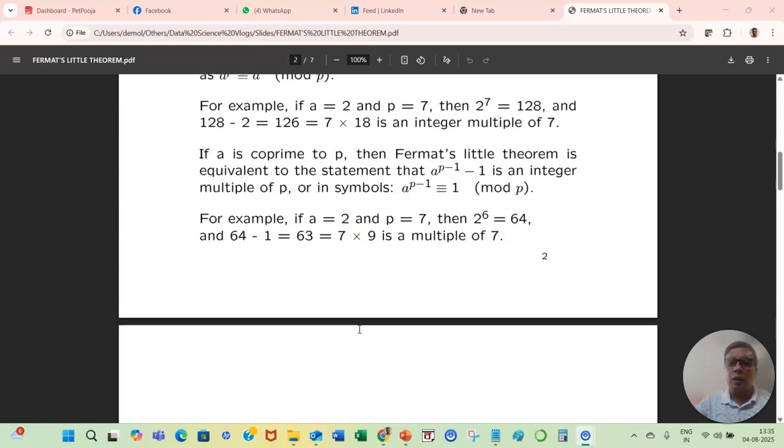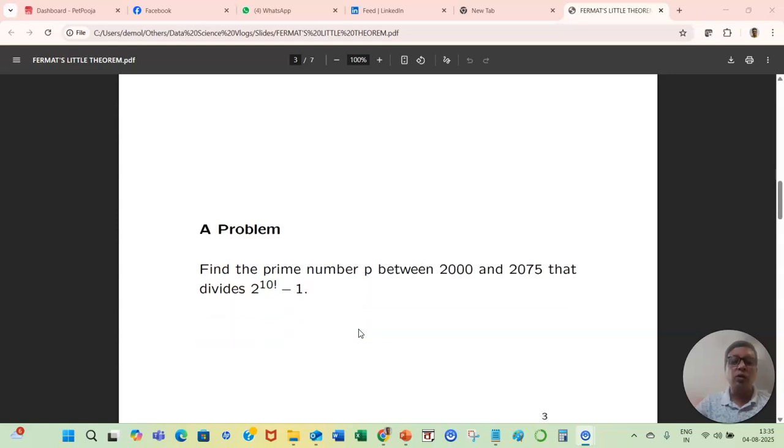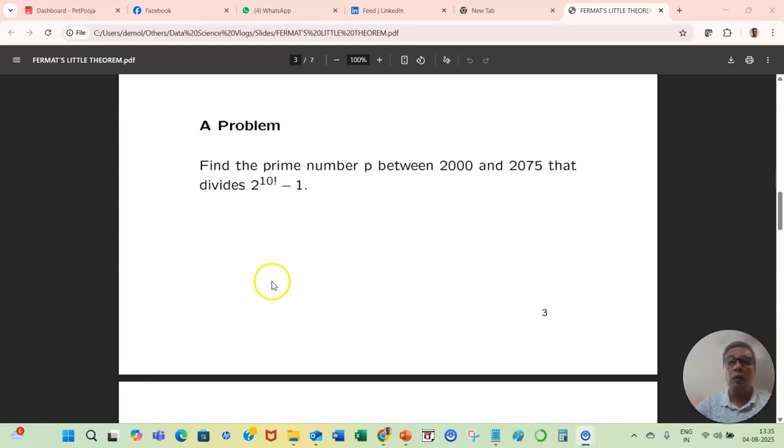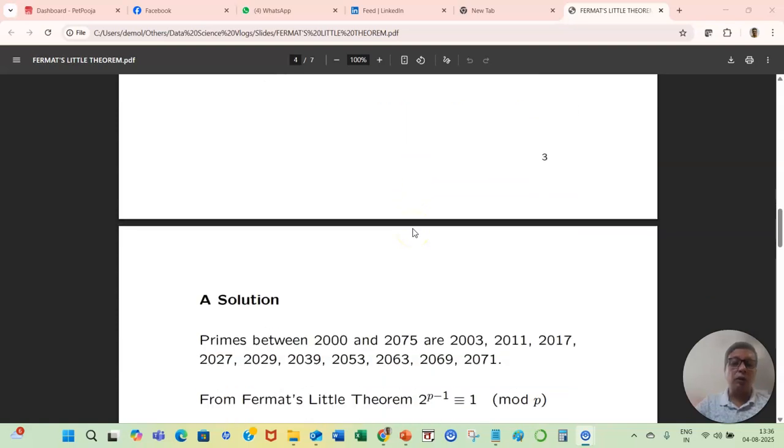So this is Fermat's little theorem, and this came to me while I was trying to solve a math Olympiad problem. Find the prime number p between 2000 and 2075 that divides 2 to the power 10 factorial minus 1. It's impossible to calculate manually whether 2 to the power 10 factorial minus 1 is divisible by a prime between 2000 and 2075 or not. But if we apply Fermat's little theorem, I got a sketch of a proof that gives a solution.